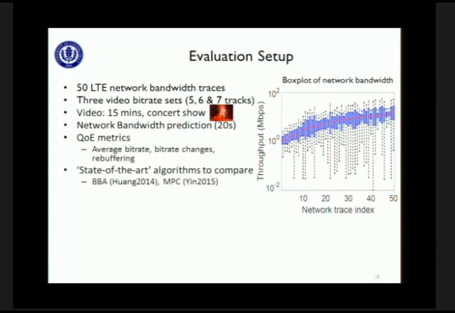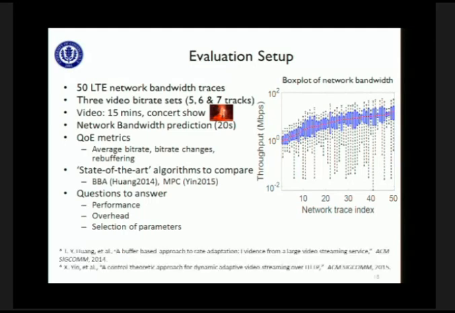And the algorithm that we compared is the BBA. BBA is basically a buffer-based algorithm. It turns out that this BBA is nothing but a proportional controller. Okay, so BBA can be interpreted as part of our PID controller. And MPC is the one that is from CMU. And these are the 3 metrics that we use to answer: hey, how does it perform? What is the overhead? And how do you select the parameters?